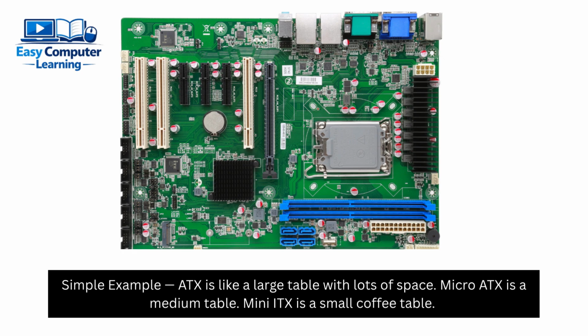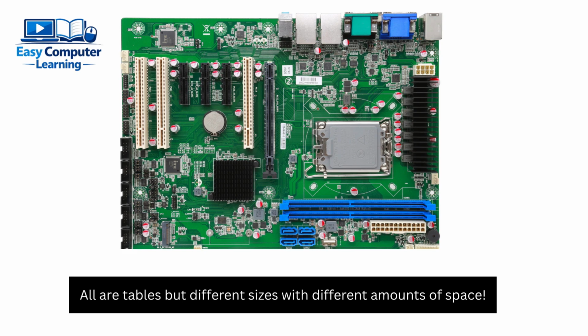Simple example, ATX is like a large table with lots of space. Micro ATX is a medium table. Mini ITX is a small coffee table. All are tables, but different sizes with different amounts of space.